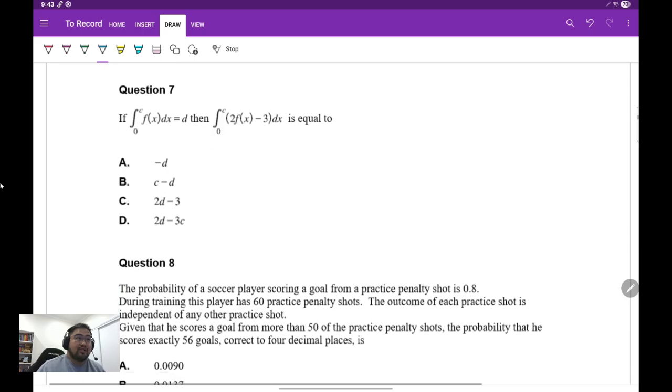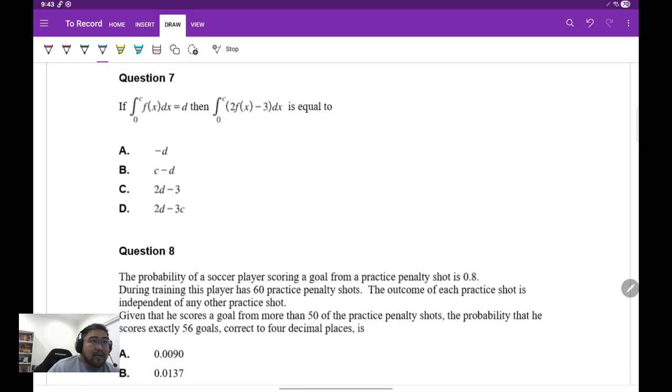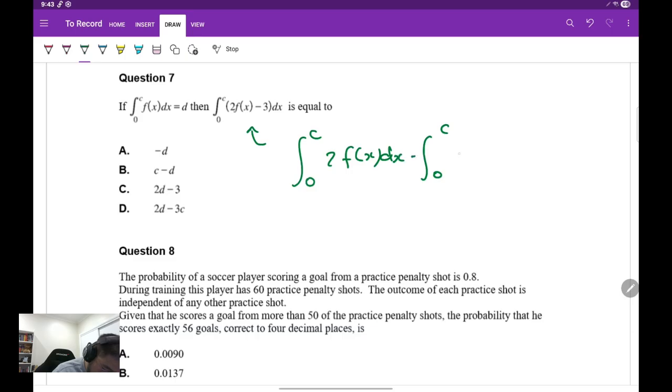Okay, question 7. This one here tests your understanding of breaking up intervals like this. So I would suggest with this one, we recognize that we can break up the integral from 0 to c of 2f of x minus the integral from 0 to c of 3 d of x. And since we've got a scalar, we can take that out the front.